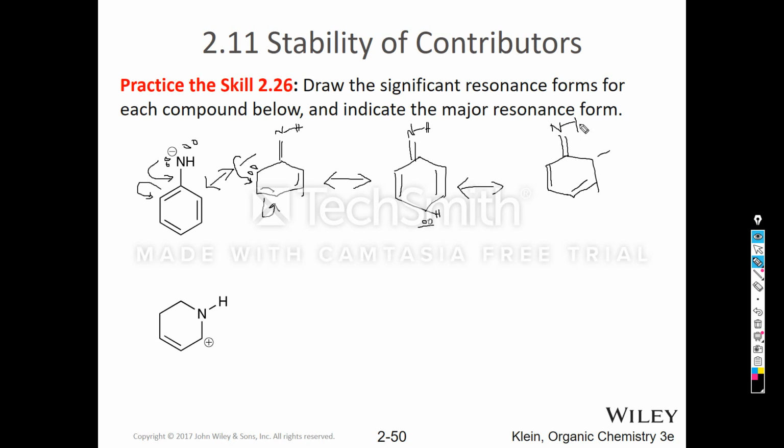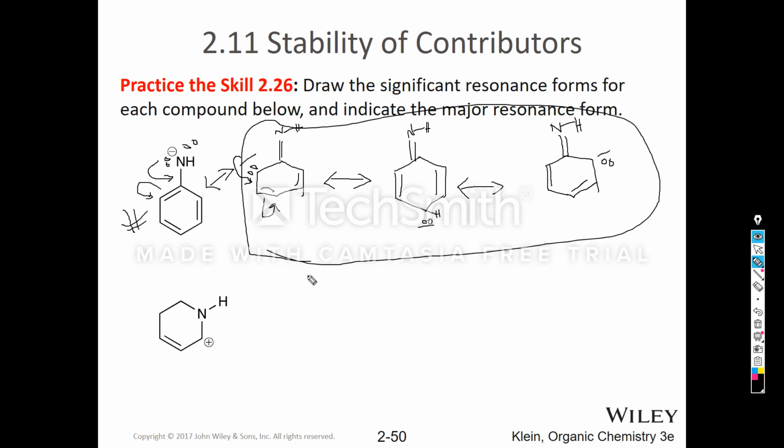So you will be able to write these 3 forms, and you started with the original one, so you have 4 different forms. So among these 4 forms, the most contributing one is going to be this one, and that's because the more electronegative atom holds the electrons. And these three are going to be all equally contributing because they all have the exact same characteristics.